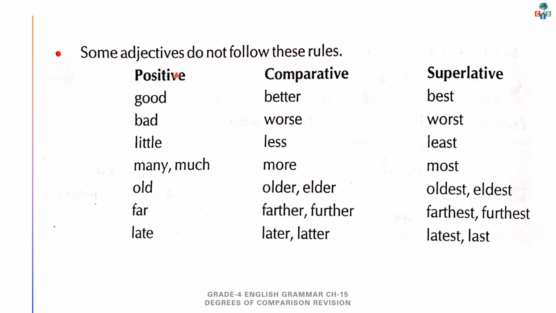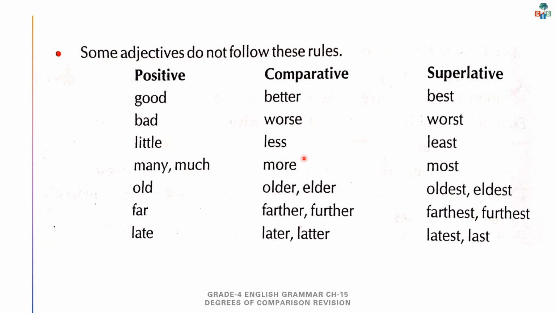And children, there are some adjectives that do not follow these rules. They totally change their form in the comparative and superlative degrees. For example, good. This adjective is in positive degree, and to form the comparative degree, it will be better. And for superlative degree, best. Good, better, best. Bad, worse, worst.